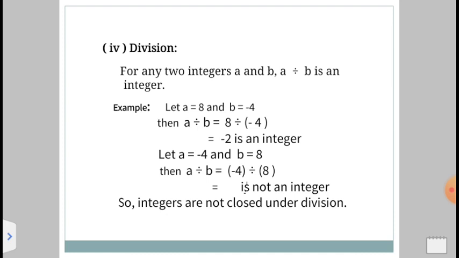No, it is not available in the list of integers. Therefore, division is not satisfied for closure property under integers. As this case is not satisfied, we can say that integers are not closed under division. Therefore, closure property is not satisfied for integers under division.